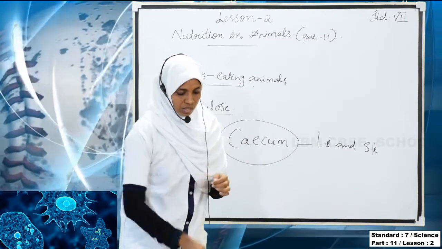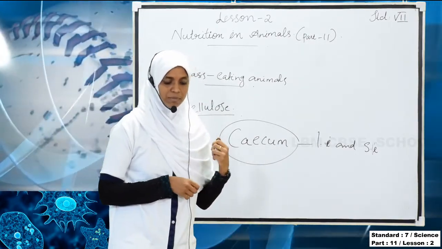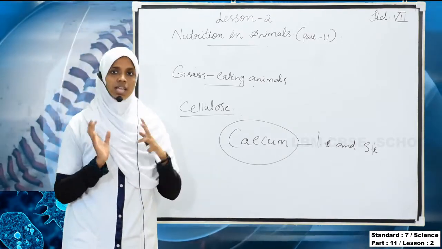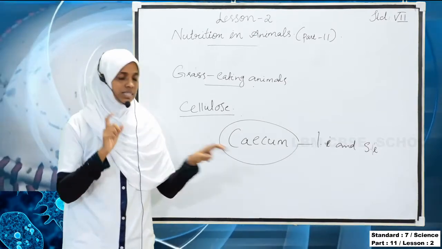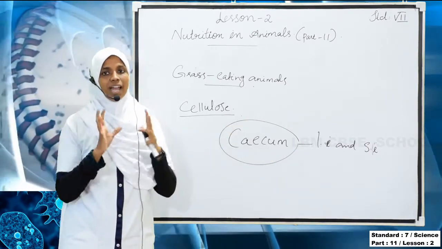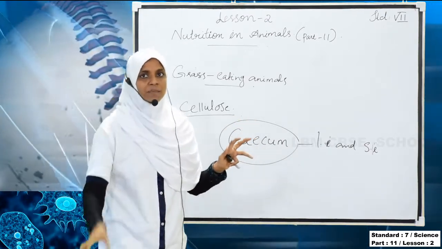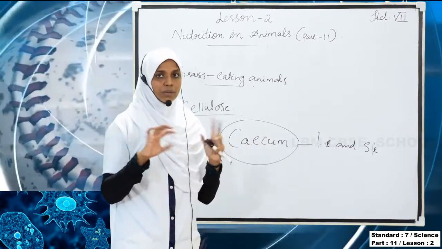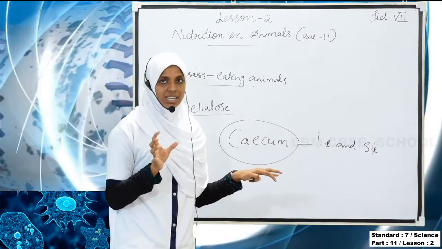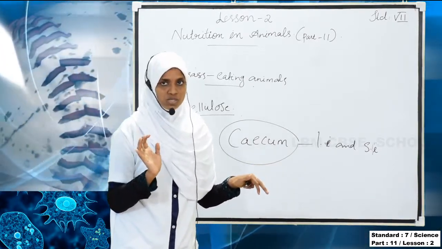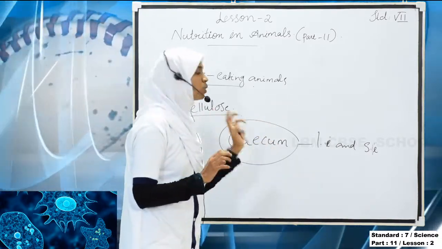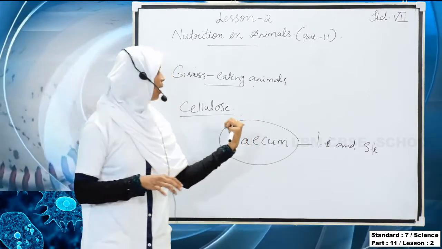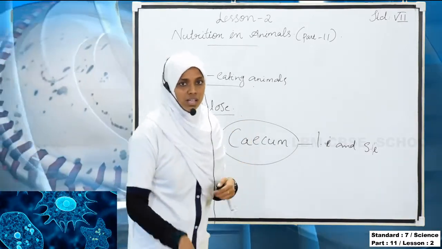The cellulose of the food is digested by the action of certain bacteria which are not present in humans. There are special bacteria present in the cecum, and these bacteria digest the cellulose. That is a speciality compared to human beings, because this special bacteria is not present in human beings, and humans cannot digest the cellulose. Cellulose is a carbohydrate, but humans cannot digest it.